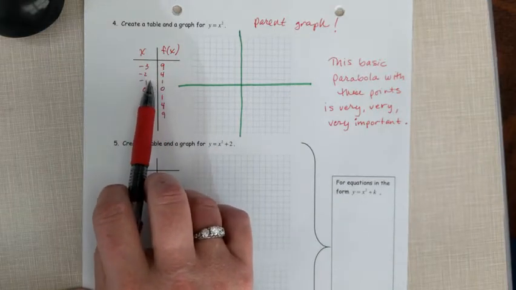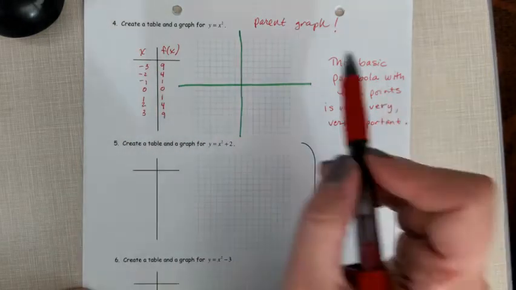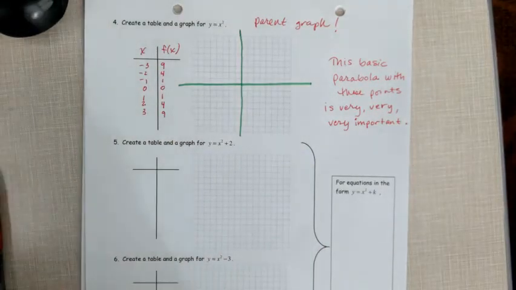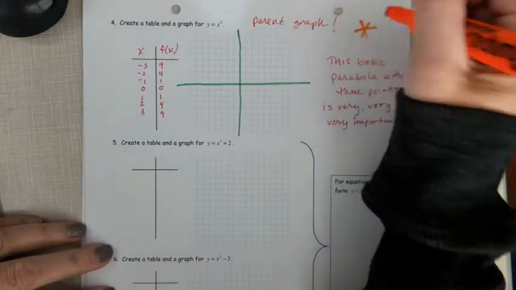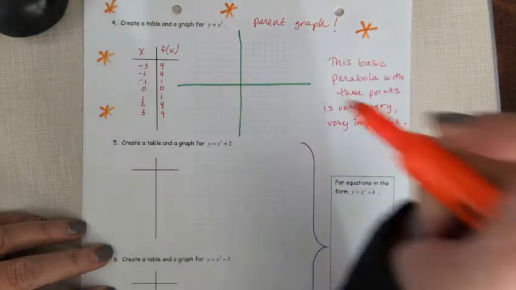Okay, now -3 squared is 9. 2 squared is 4. -1 squared is 1. 0 squared, 1 squared, 2 squared. So this is the parent graph. And this is very, very important, this deserves glitter.